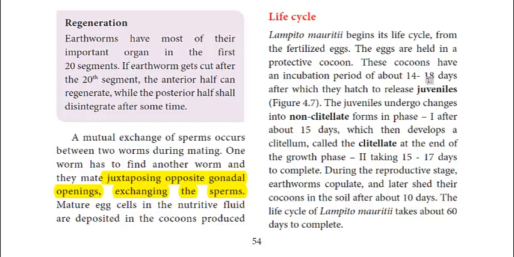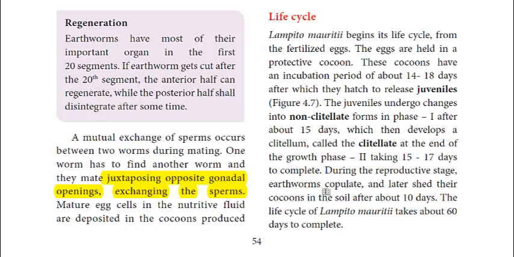So for the first 14 to 15 days it stays in the cocoon, and then it is released as a juvenile. That juvenile is non-clitellate. After that, after the next 15 days, it goes to the second growth phase. At that time it develops the clitellum. Okay, it develops a clitellum, called clitellate, at the end of growth phase 2, taking 15 to 17 days to complete. The clitellar region becomes fully mature.